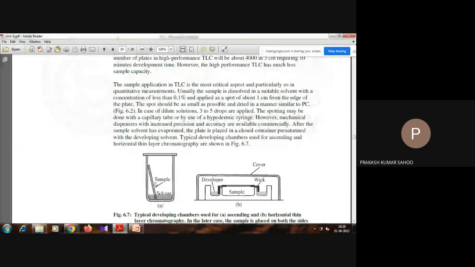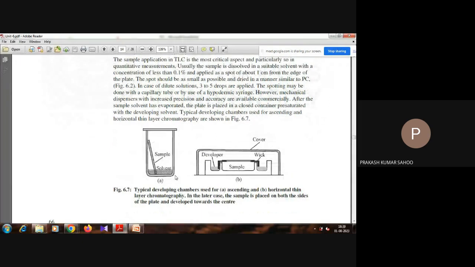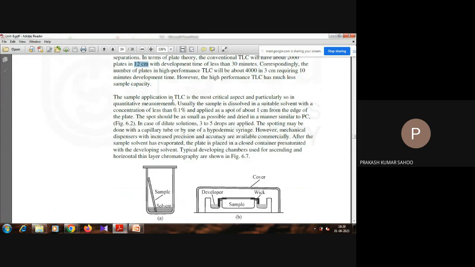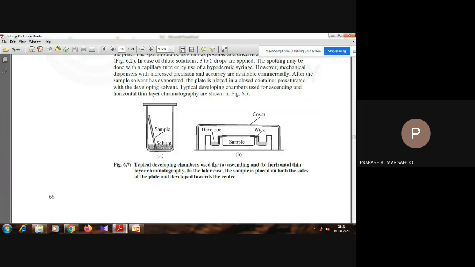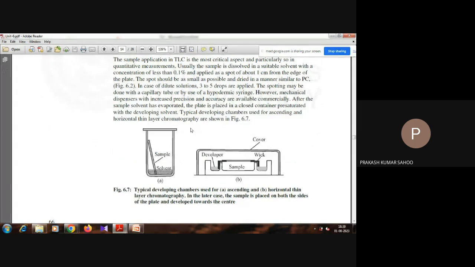This is the conventional one. Okay, then this is the ascending one, from bottom to top, and this is the horizontal one where the sample is taken here. There is a developer, there is a cover here, and this is the old method, this is the new method. Okay, the sample application in TLC is the most critical aspect, particularly so in quantitative measurement. Usually the sample is dissolved in a suitable solvent with a concentration of less than 0.1%. See Figure 6.2.